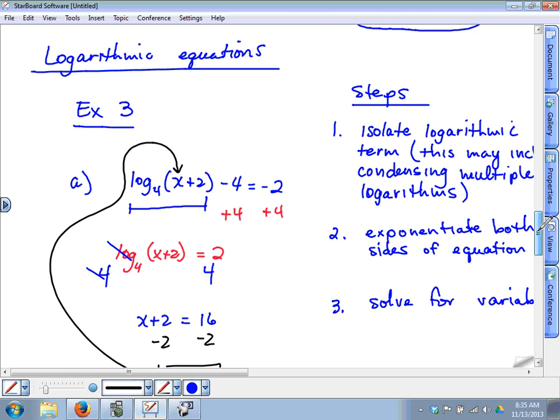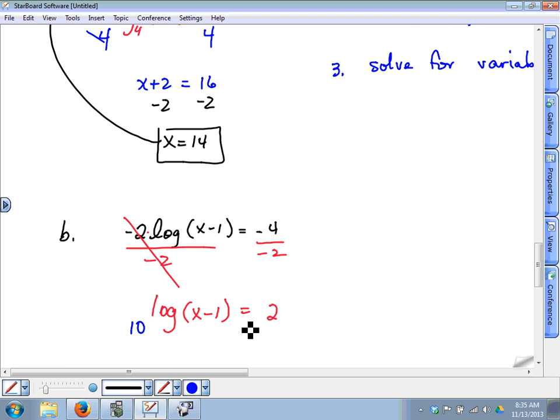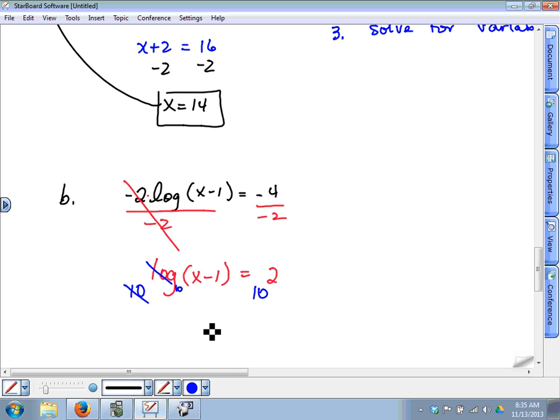Step 2. Exponentiate both sides using base of 10. Where the heck did that 10 come from? This common logarithm has base 10. Base of 10 cancels a log base 10 as long as that logarithm is an exponent.